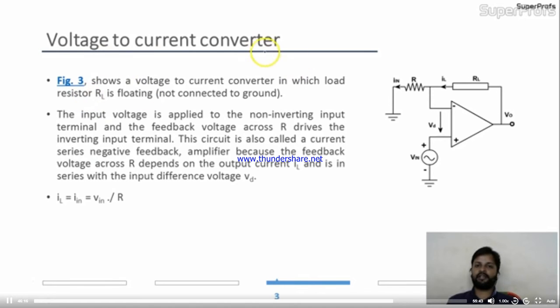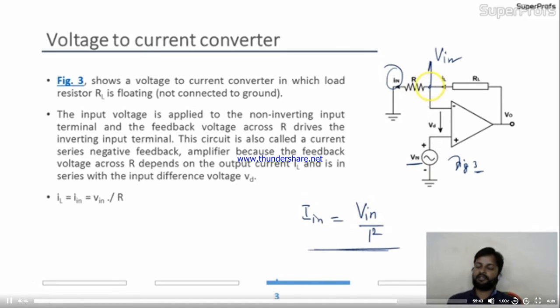Now, voltage to current converter. So this is figure 3 given over here. Now, we will convert voltage into current. See, simply over here, this is the circuit given. By the virtual ground concept, this V in will become over here. If this is V in, we have I in our hand or not? I in will be V in divided by R. So you converted voltage into current. Is it okay to you?